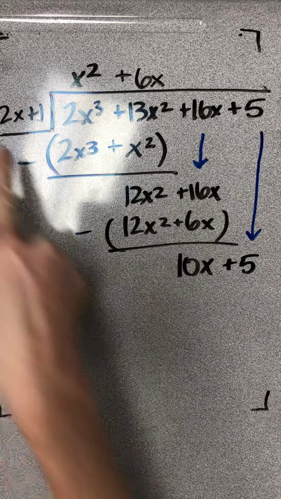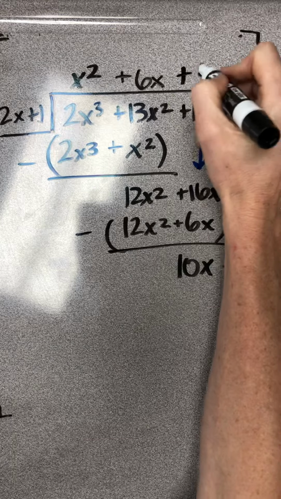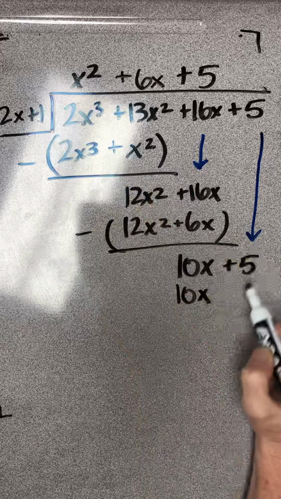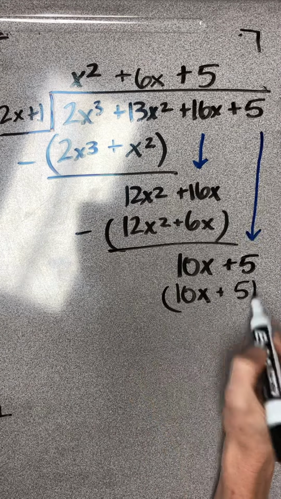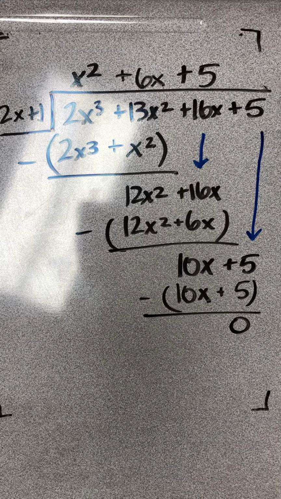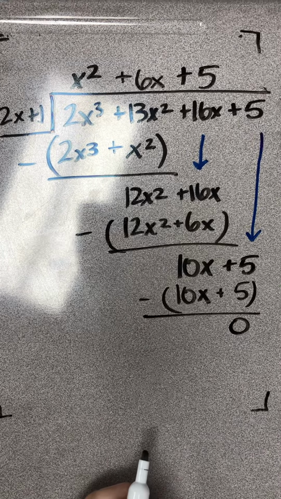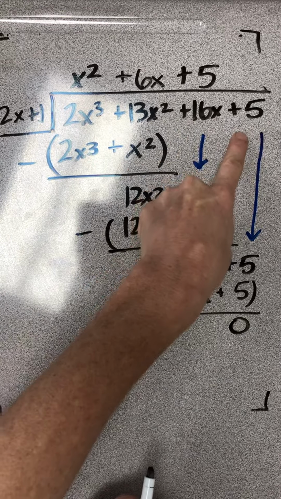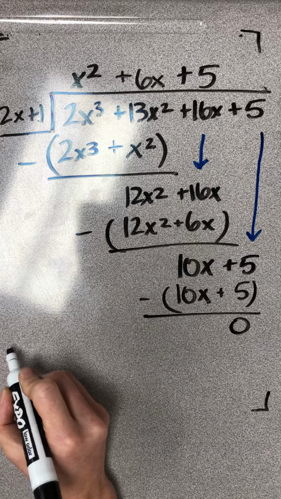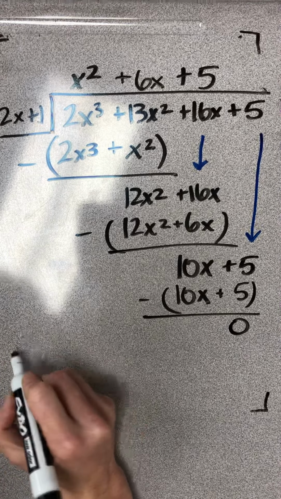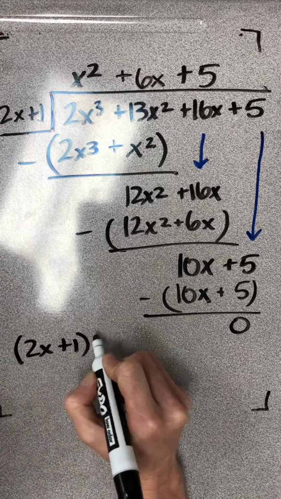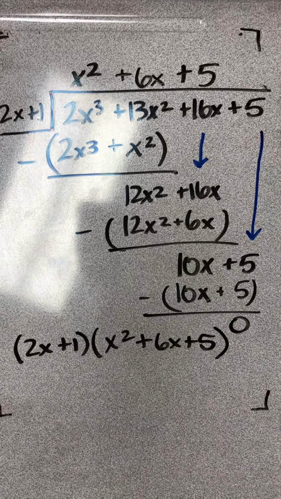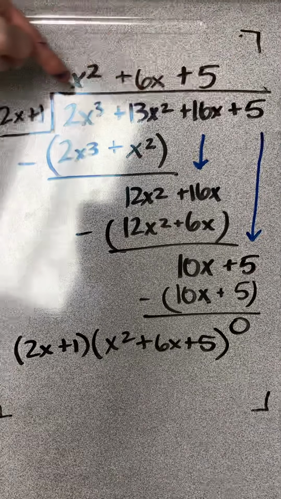I ask how many times 2x goes into 10x. That's 5. Because 5 times 2x is 10x. 5 times 1 is 5. Subtract that and I get 0. Since I have a remainder of 0, I know 2x plus 1 is a factor of 2x cubed plus 13x squared plus 16x plus 5. So that means that this is an equivalent form, 2x plus 1 times x squared plus 6x plus 5. That is equivalent to this big polynomial right here.